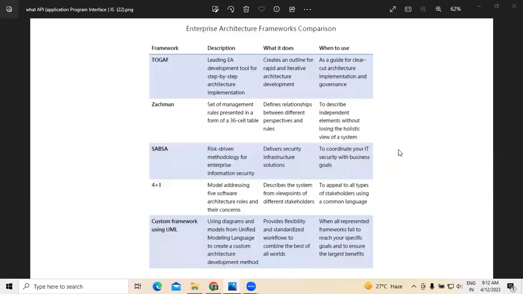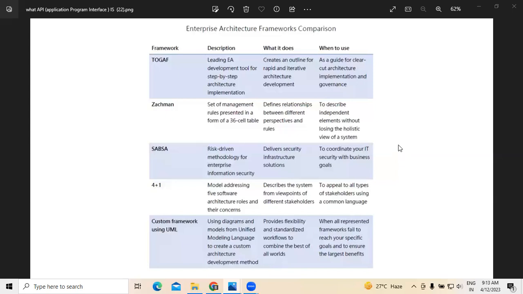When we talk about the ZACHMAN framework, we use it for enterprise architecture, where a set of management rules is presented in the form of cells followed by tables that we need to create. At the same time, SABSA is a framework used as a risk-driven methodology for enterprise information and security purposes.